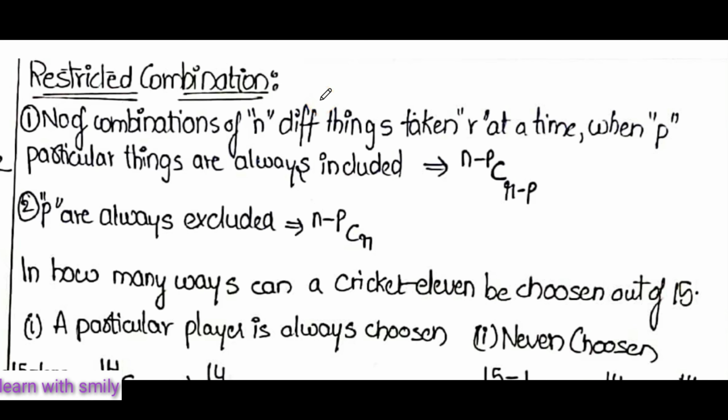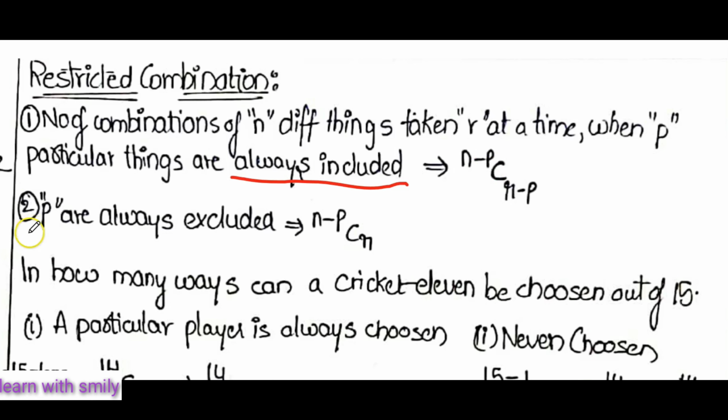As we have restricted permutations, here we have restricted combinations. So there are combinations of n different things taken r at a time where p particular things are always included. There is a condition for some problems that those should always be included, like men or women or books or pens. Every time we take a combination, those must for sure be included. For those problems, we take the formula n minus p C r minus p. So p is the number of things that must be included at every point of time.